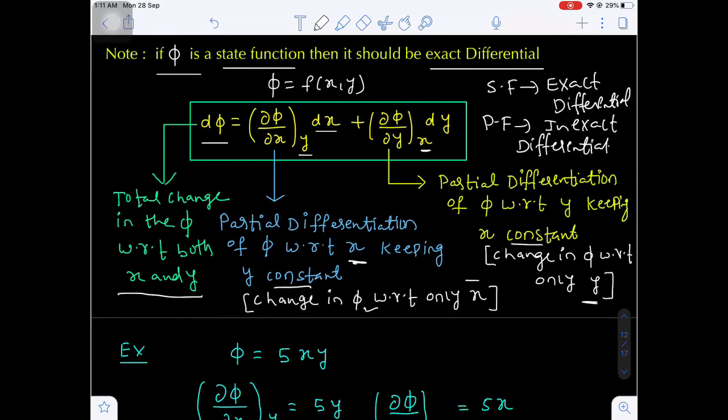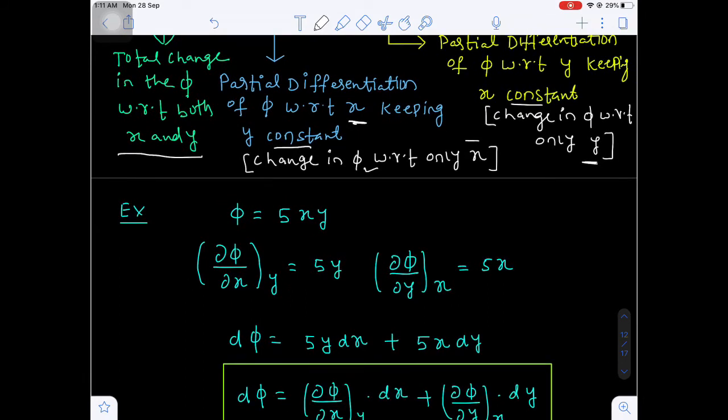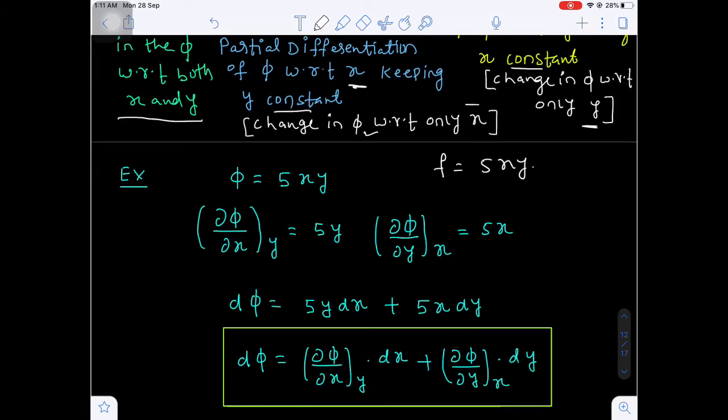Are you getting my point? To better understand it, I am taking one example. Let's suppose I have a function f, which is phi of x and y. So phi is a function of x and y. Now I am differentiating with respect to x, keeping y constant, and with respect to y, keeping x constant.